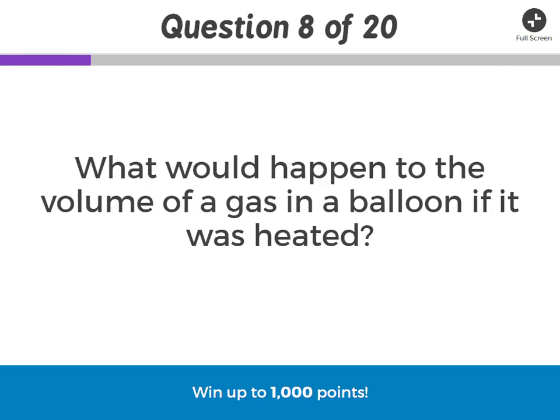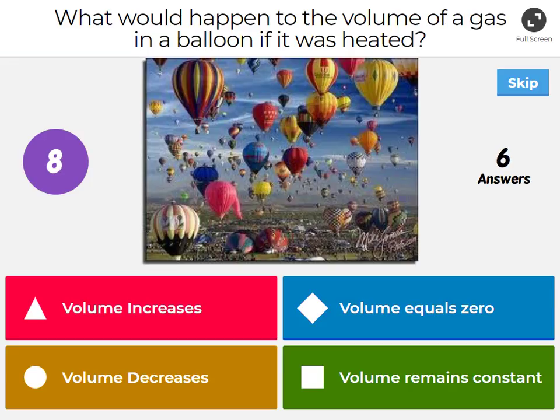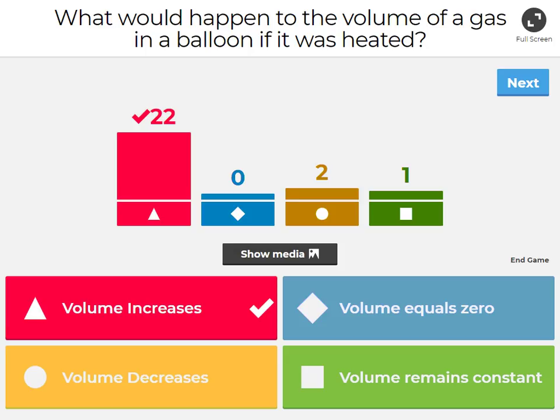What would happen to the volume of a gas in a balloon if it was heated? Alright, so whose law is that with temperature and volume? Charles's law, good. And so this is that direct relationship between those. This is assuming, of course, that we have some other variables that can stay constant. But if you increase the temperature, they're going to speed up, right? They're going to want to collide with the container more, or the balloon more.